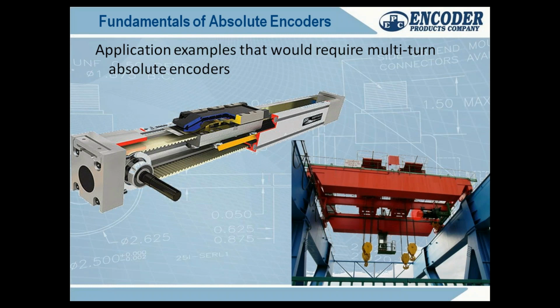So absolute multi-turn encoders out there now can give you discrete positioning over very large distances. This train company is going to have a unique position from where they start to where they end, even if they go across the continent.